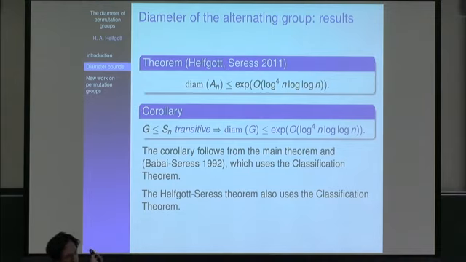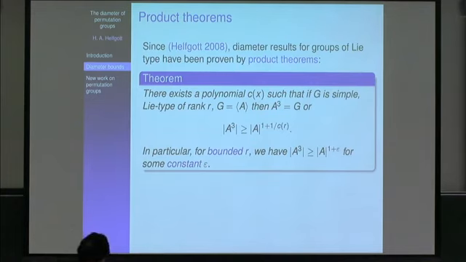And I should give this allergy warning that the known proof of Helfgott-Seress, the proof that we gave, does use a classification. But I should take a step back and talk a bit about what I did back in the day in SL2, and the basic idea carried over to SLn and to other groups of Lie type. So for me the main result was really the product theorem, and then the diameter bound was a direct consequence of this.